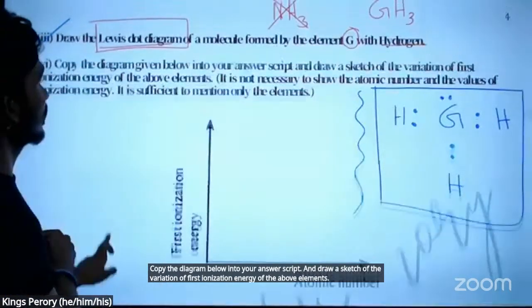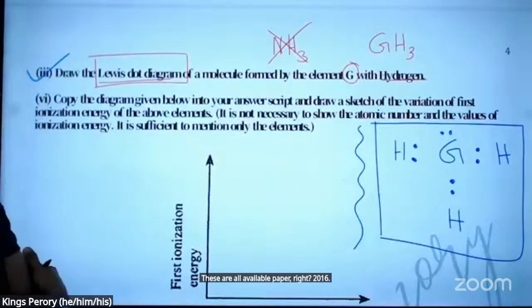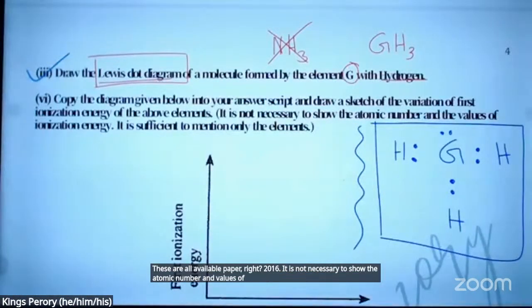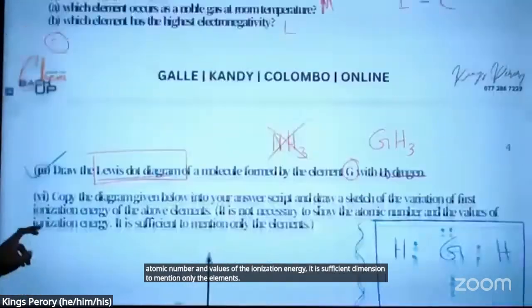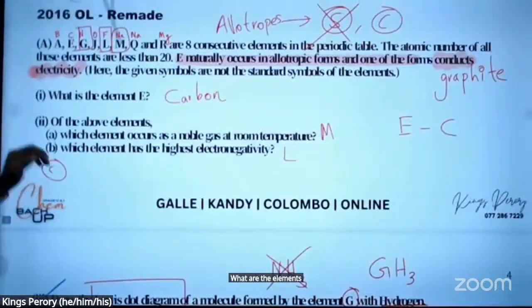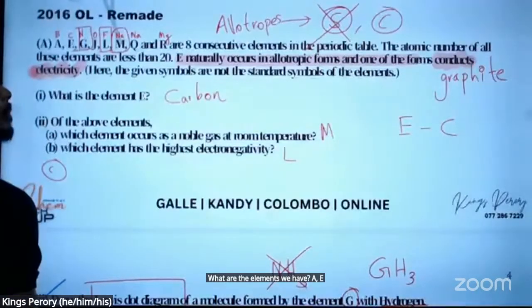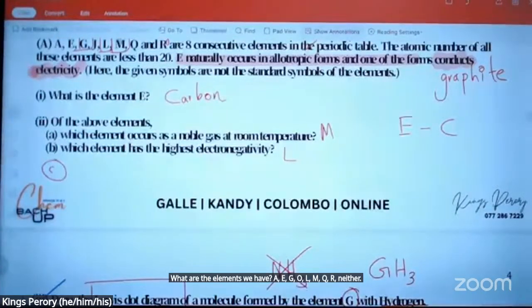This is an O-level paper, 2016. It is not necessary to show the atomic number and values of the ionization energy. It is sufficient to mention only the elements. Hurry. What are the elements we have? A, E, G, O, L, M, Q, R. I'll draw it separately.